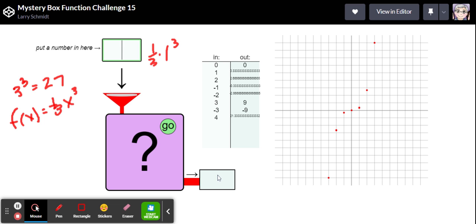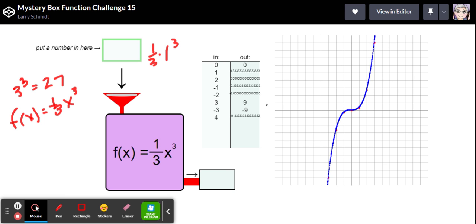Let's go ahead and reveal that. Yeah, 1/3 x cubed, and let's graph that as well. Yeah, so you see that classic cubic function shape flattening out at the origin and then racing on up to positive and down to negative infinity. It's just a little wider and stretched out, which happens when we multiply it by some number between 0 and 1.